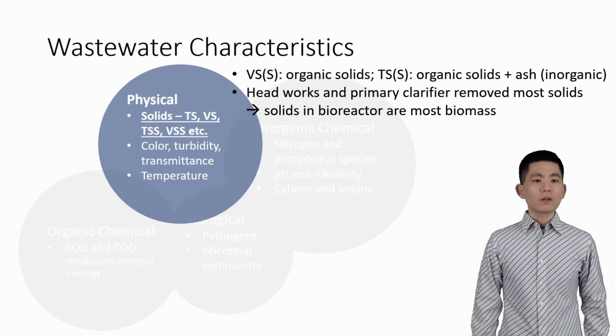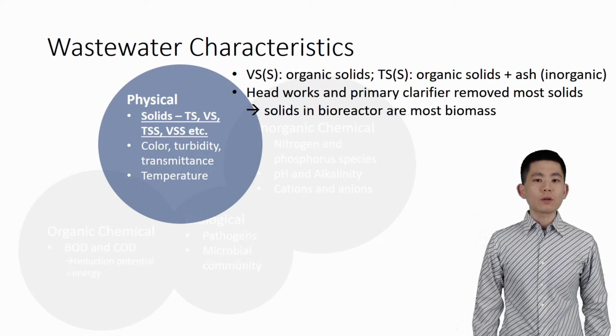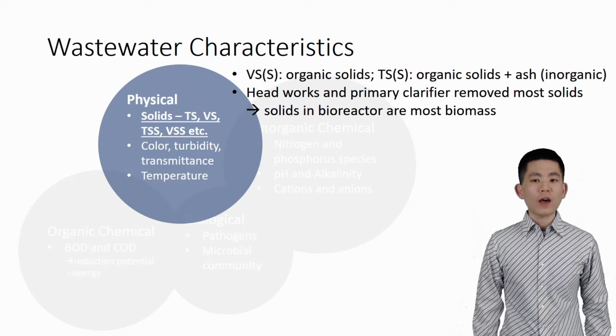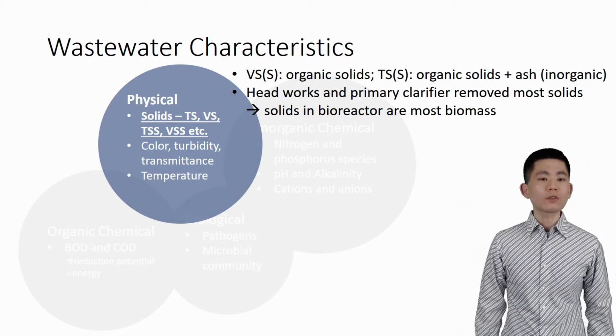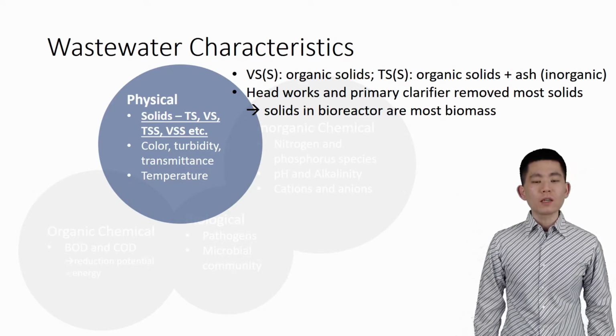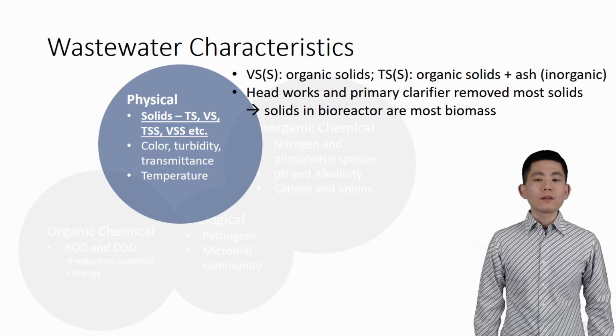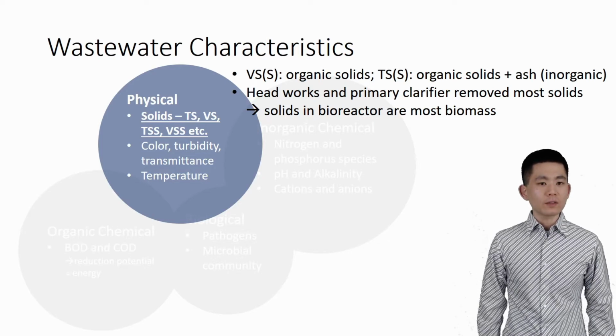Total solids are the dried solids after putting certain amount of solids in a 105 degrees Celsius oven, while the volatile solids are the part of the total solids that evaporates in a 550 degrees Celsius furnace, and it is the organic part of the solids. The inorganic matter left is ash.